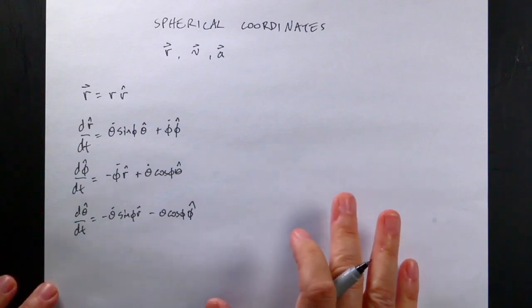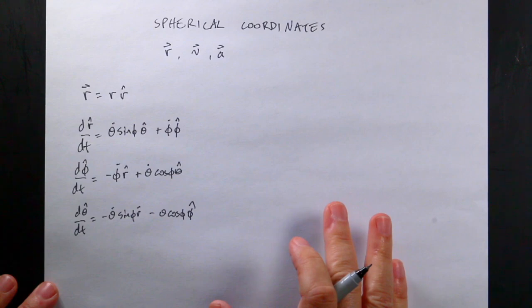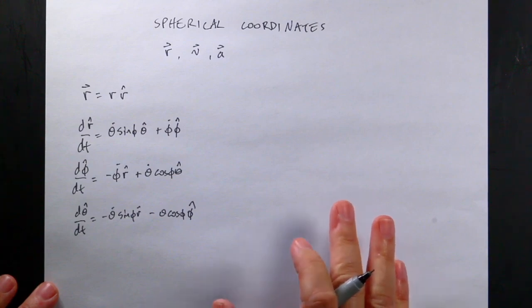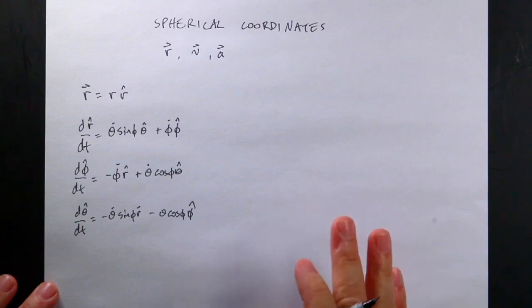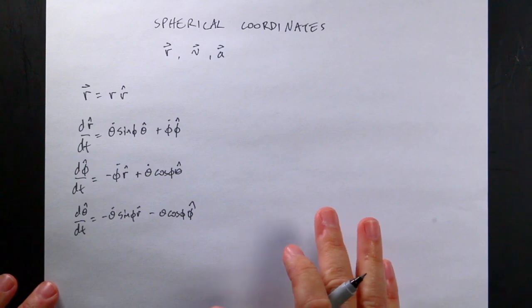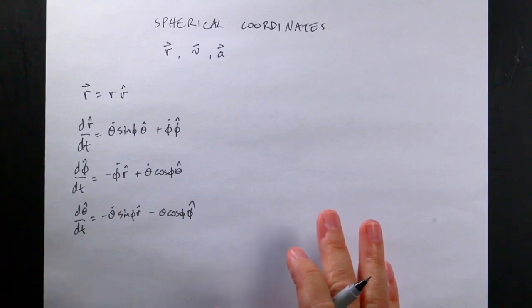So I'm working on vectors and spherical coordinates, and I think this will be my last video. If you describe a particle in spherical coordinates, then you have to have spherical unit vectors in the r hat, phi hat, and theta hat direction.